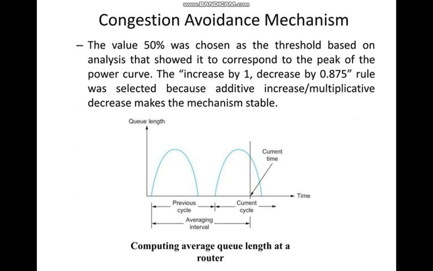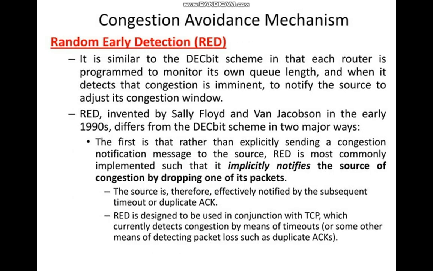Congestion avoidance. The value of 50% was chosen as the threshold based on analysis that it should correspond to the peak of the power curve. The increase by 1 and decrease by 0.875 rule was selected because additive increase and multiplicative decrease makes the mechanism stable. The next congestion avoidance mechanism is random early detection.